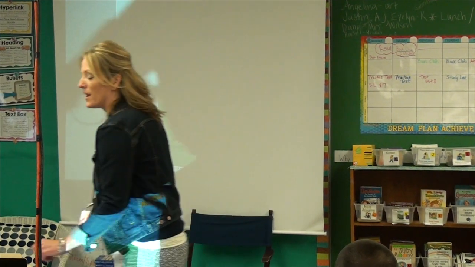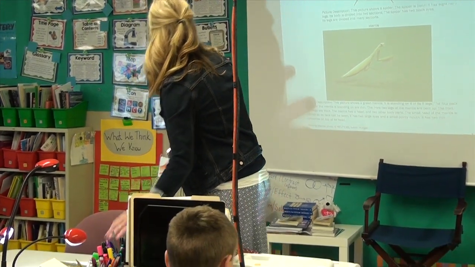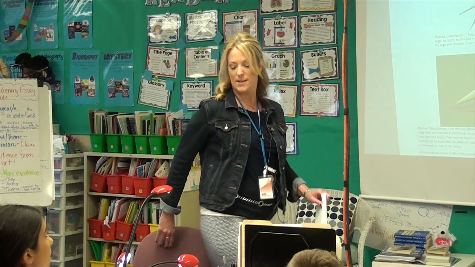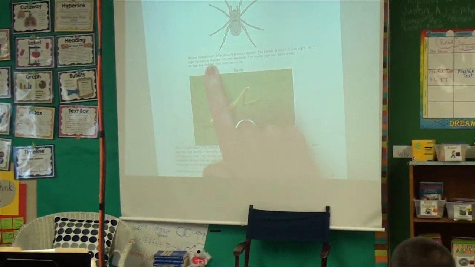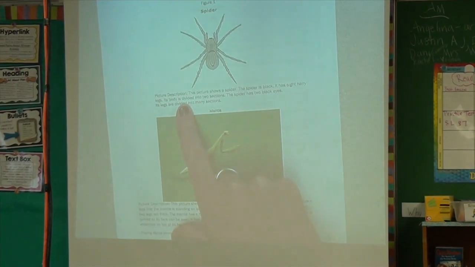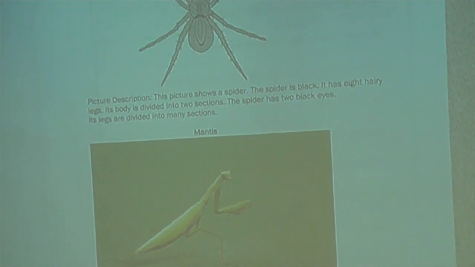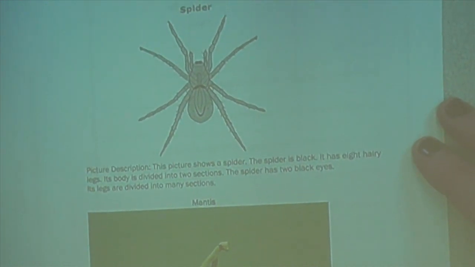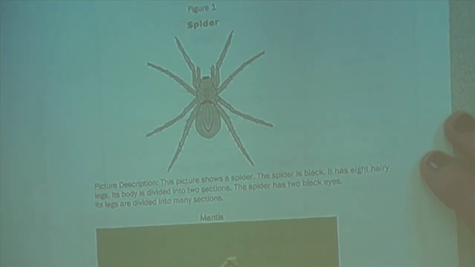Okay. So I'm going to show you a picture of a spider and a mantis. If you look at the spider, underneath it says, this picture shows a spider. The spider is black. It has 8 hairy legs. Its body is divided into 2 sections. The spider has 2 black eyes. Its legs are divided into many sections.